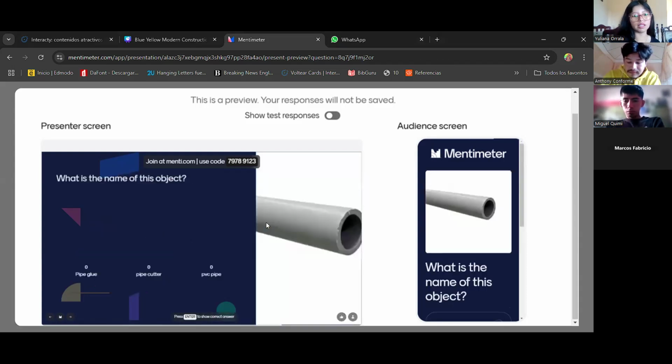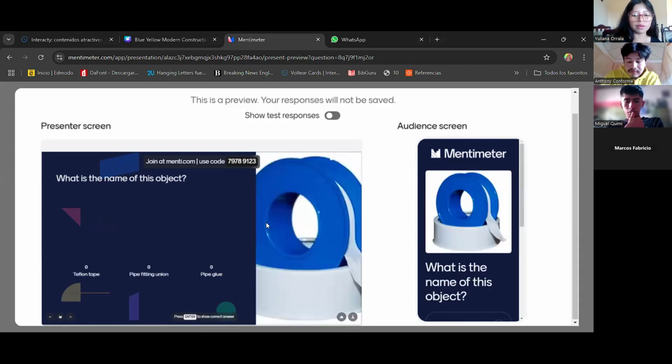Now the third question is what is the name of this object? You can look at the picture and choose the correct answer. Okay, it's PVC pipe. Finally, we have another picture. What is the name of this? Teflon tape.